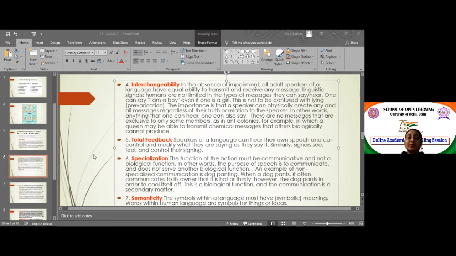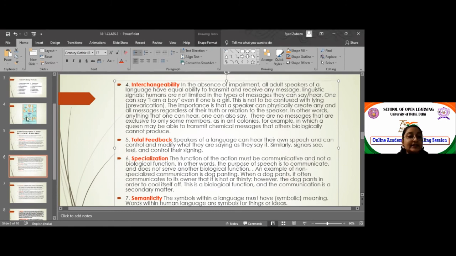Okay. However, the dog pants in order to cool itself, and this is a biological function, and communication is secondary. But we do not do that as human beings. Our specialization, our communication, is solely for the purpose of communicating. As the words escape our mouth, they do not serve any kind of biological function. They are only used to communicate, all right, to express our thoughts, our feelings, our ideas, and share information.